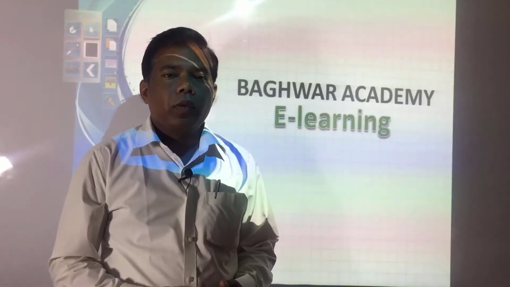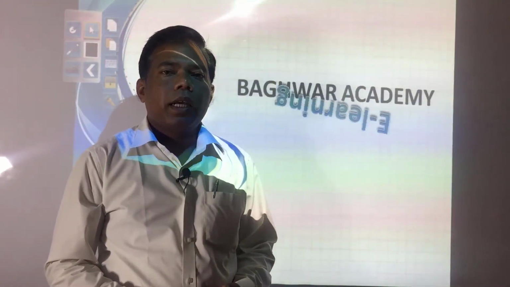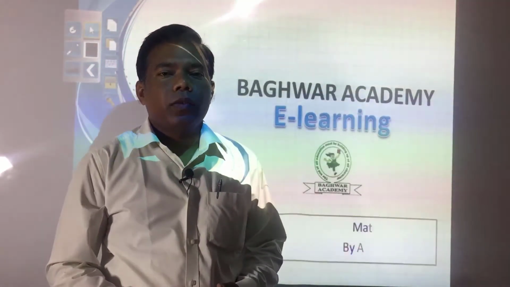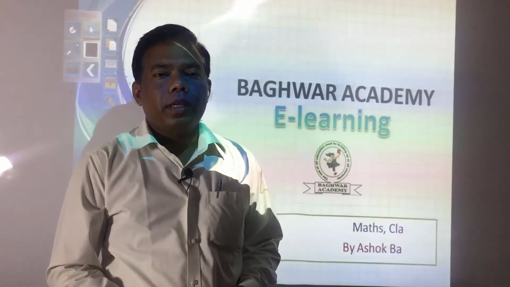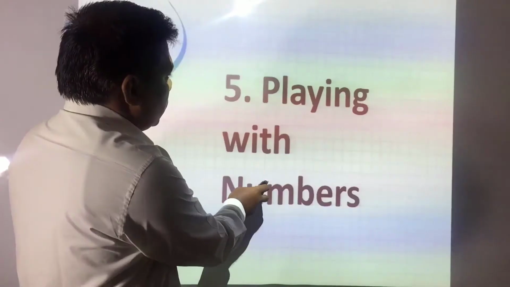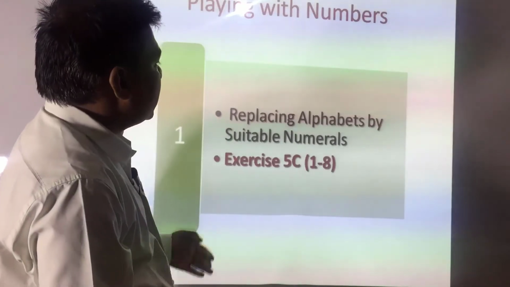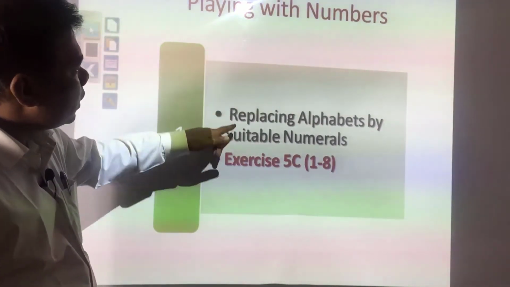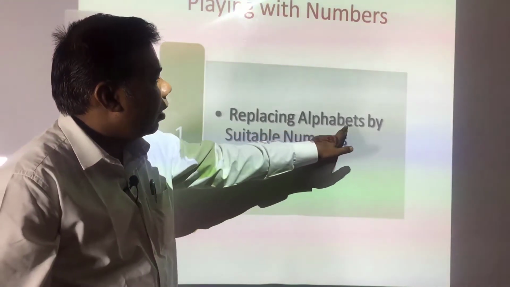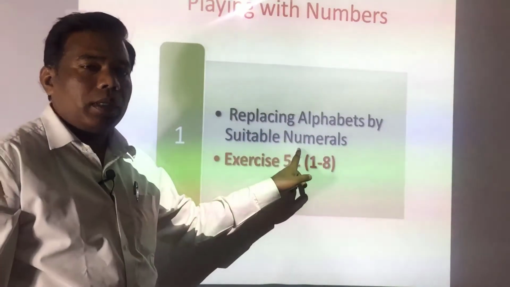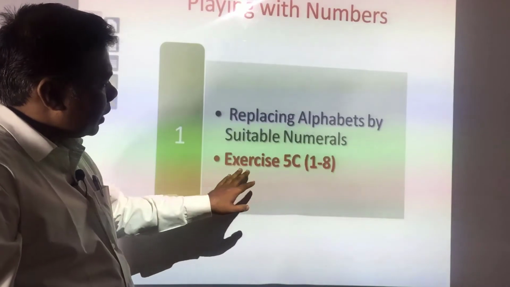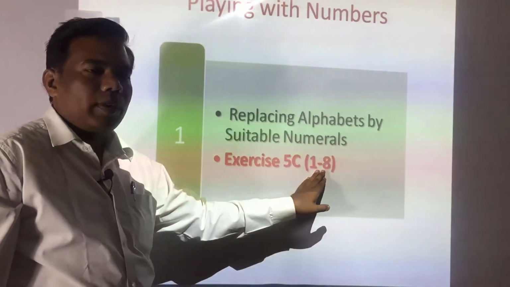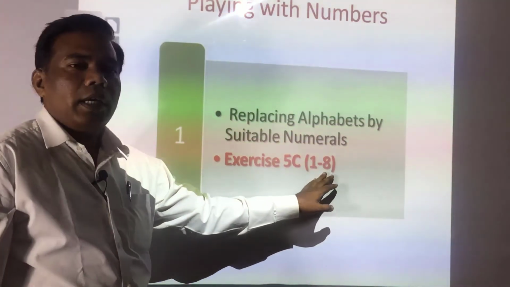As we have been doing playing with numbers, in the last class we completed exercise 5B. In this class we are going to see playing with numbers, under this, replacing alphabets by suitable numerals, and from exercise 5C a few questions we will take, question number 1 to 8. So, let us start.